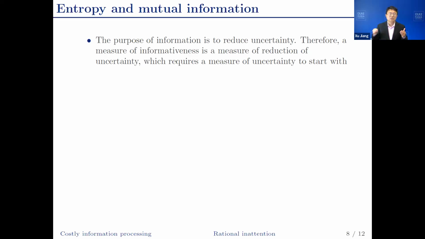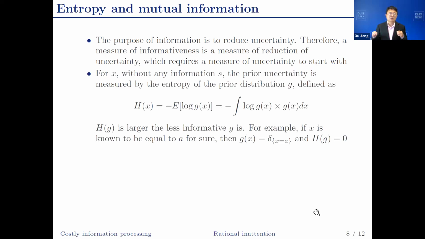So entropy and mutual information capture information acquisition and processing. It's related to information. The purpose of information is to reduce uncertainty. Therefore, a measure of informativeness is a measure of a reduction of uncertainty. If you want to measure reduction of uncertainty, you need a measure of uncertainty to start with.